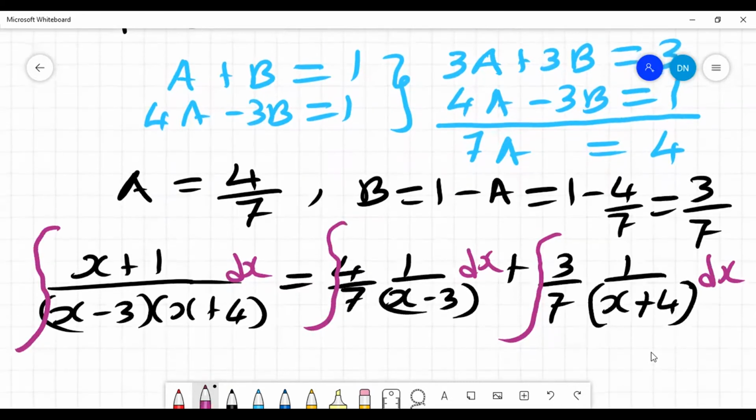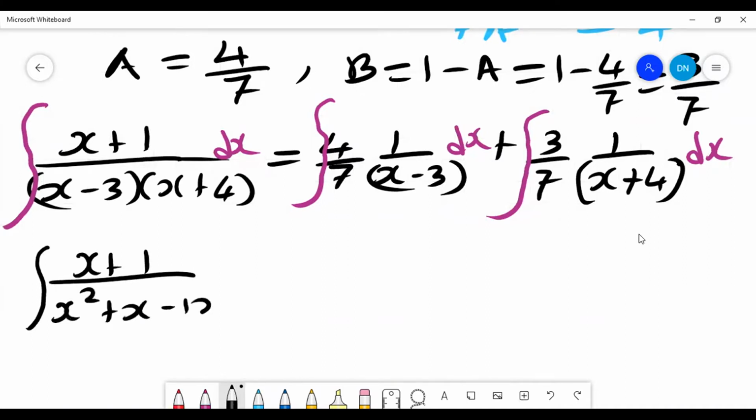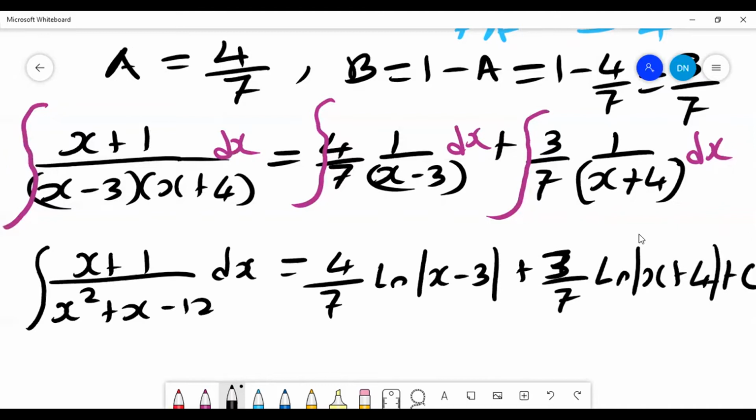As we are familiar with how to do the integral of that, therefore the integral of x plus 1 over x squared plus x minus 12 dx will be equal to 4 over 7 ln of x minus 3 plus 3 over 7 ln of x plus 4, and then plus c. And that gives me the solution of that.